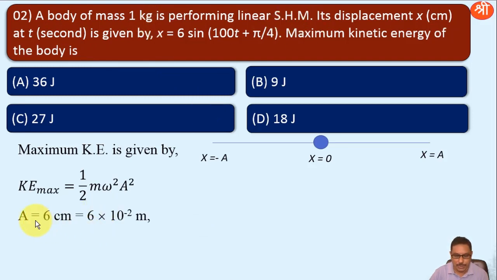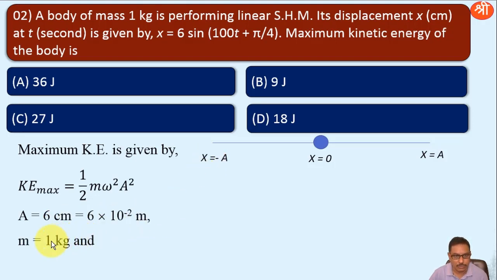First of all, this amplitude is given which is 6 centimeter, but we want that in meter because the mass is given in SI unit, kg. The amplitude is in centimeter because x is in centimeter, that's why the amplitude is also in centimeter. But you cannot take one value in SI unit and the second value in CGS unit. Therefore convert that 6 centimeter into meter, that is 6 into 10 raised to minus 2 meter.